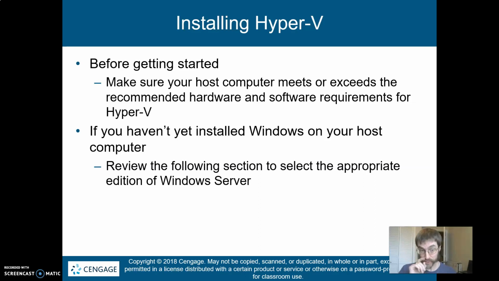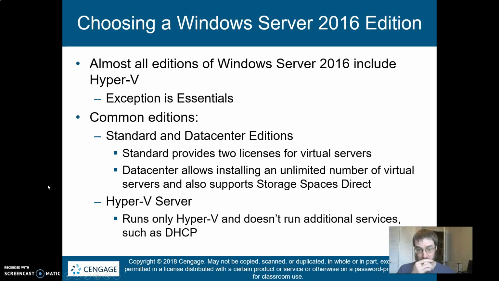So if you haven't done it yet, you need a guest OS running Windows Server, and we'll talk about how to choose which version of Windows Server right now. Now, all versions of Windows Server 2016 include Hyper-V except Essentials. Essentials does not support Hyper-V. The two options are Standard and Datacenter. Standard will provide licenses for a couple of virtual servers, and Datacenter allows a much greater capacity. There's also a Hyper-V Server, which only runs Hyper-V and does not provide any additional services such as DHCP.